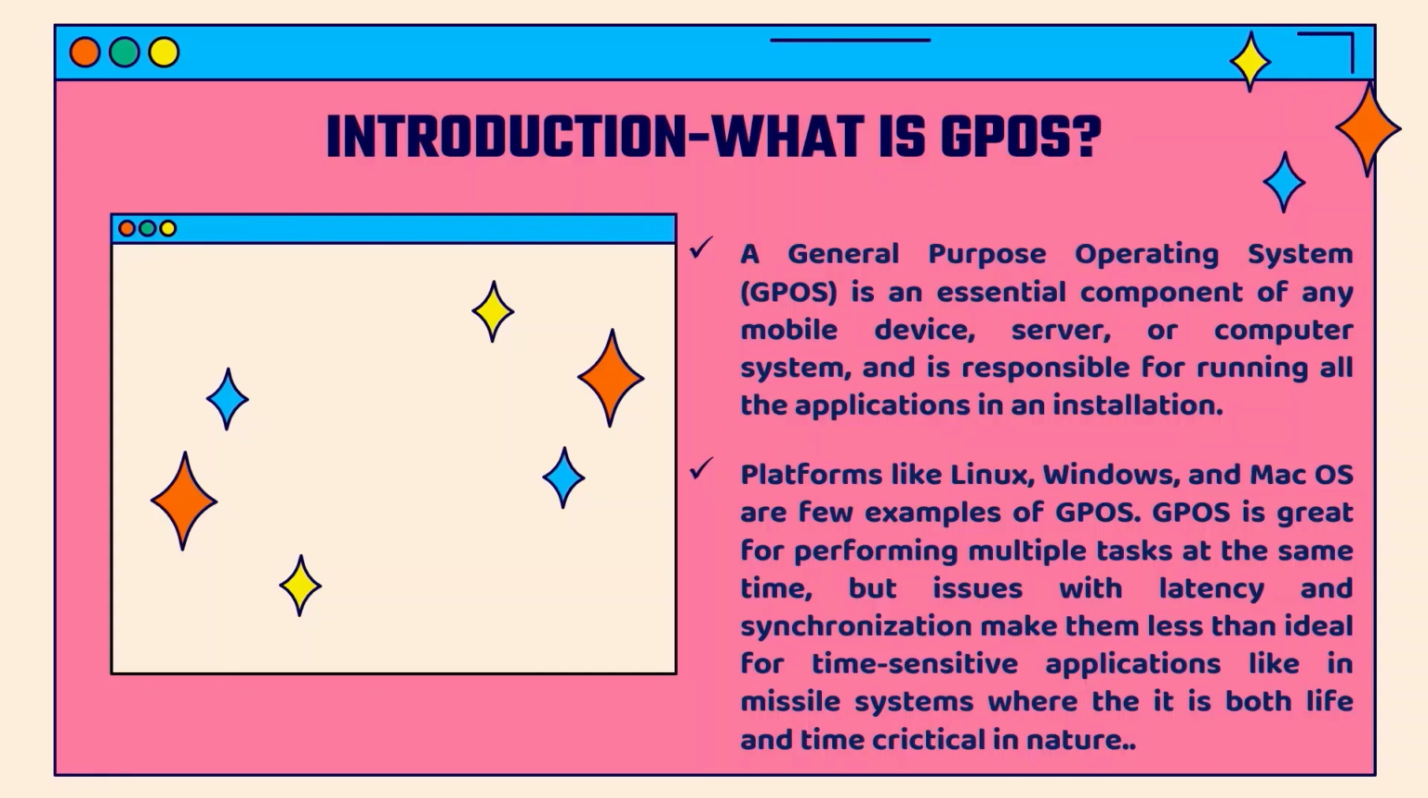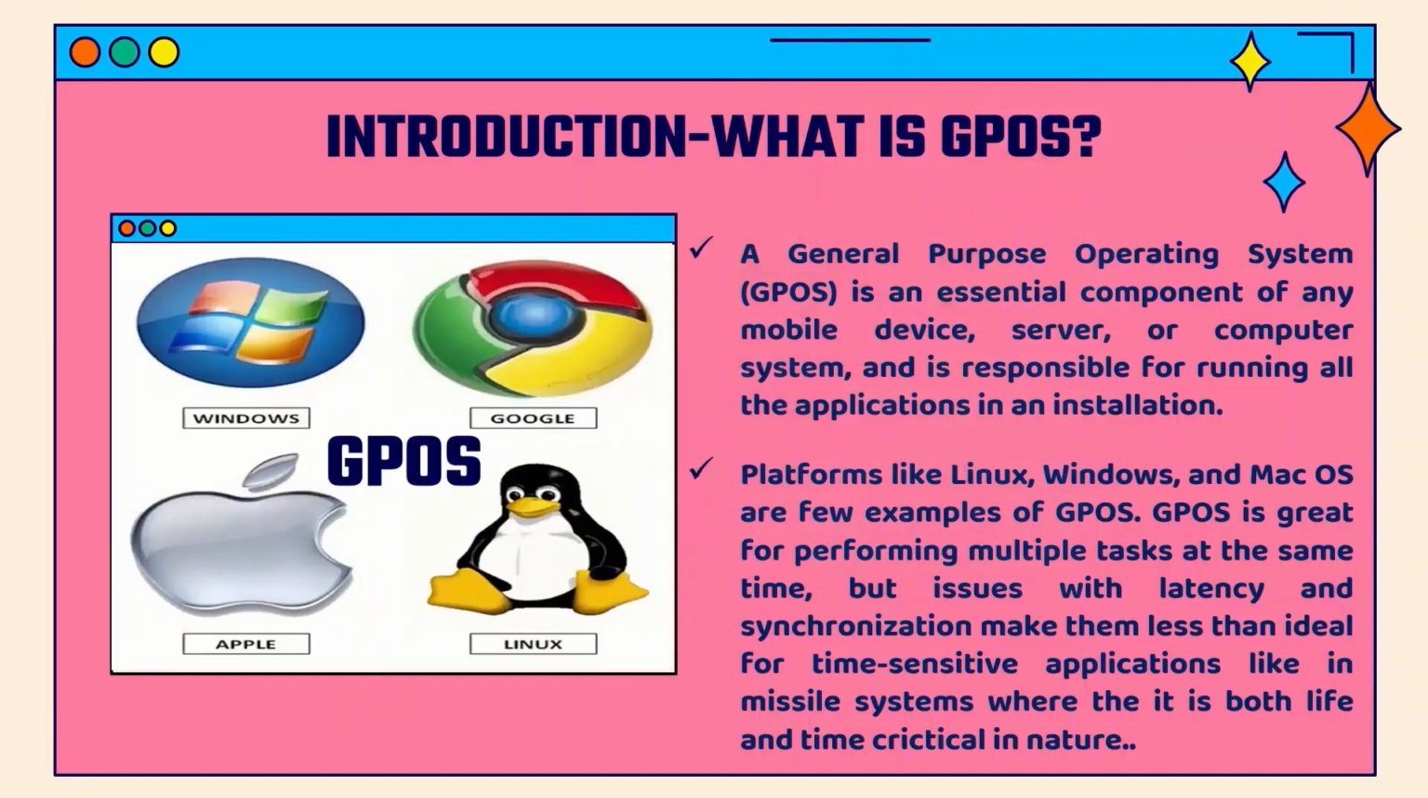A general purpose operating system is great for performing multiple tasks at the same time, but issues with latencies and synchronization make them less ideal for time-sensitive applications like missile systems, vehicle brake control, etc., which are time as well as life critical in nature.